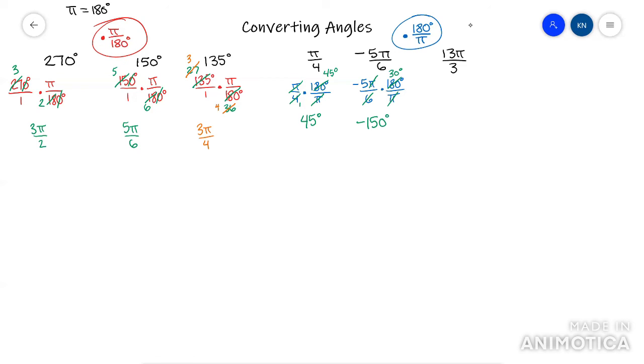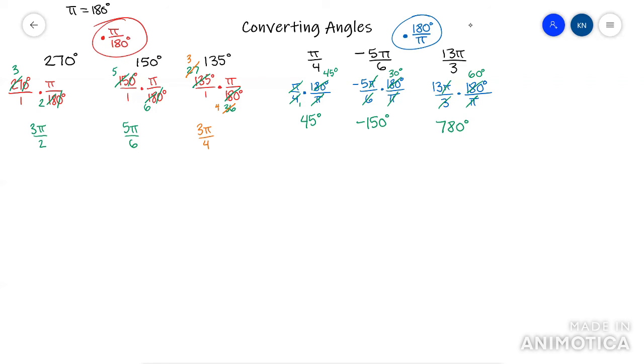And then this last one, 13 pi over 3. Same thing. Just times by 180 degrees over pi. You're going to cancel these pi's. 3 goes into 180 60 times. So I've just got 13 times 60 degrees, which would be 780 degrees.